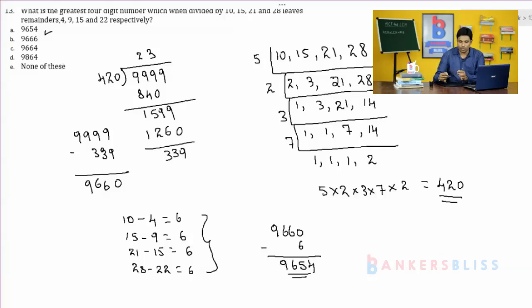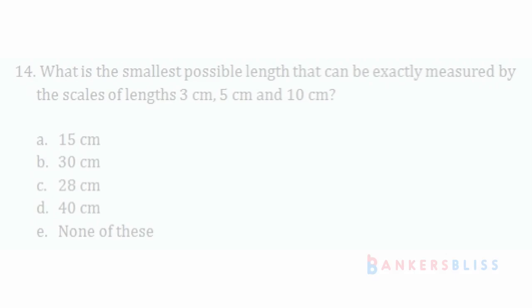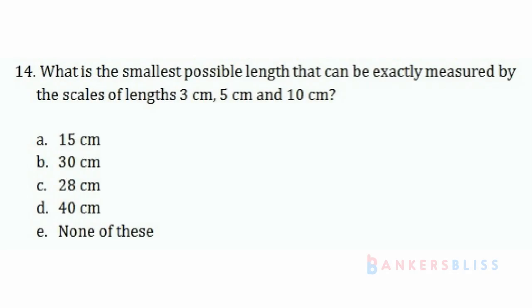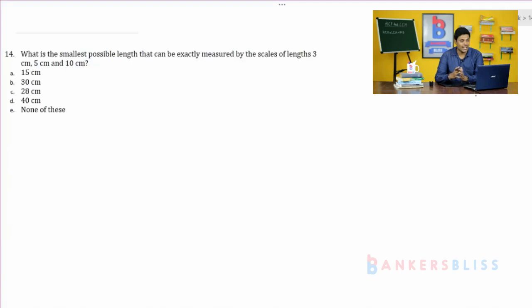Let us go to the next problem, problem number 14. What is the smallest possible length that can be exactly measured by the scales of length 3 centimeter, 5 centimeter and 10 centimeter? It is nothing but LCM.